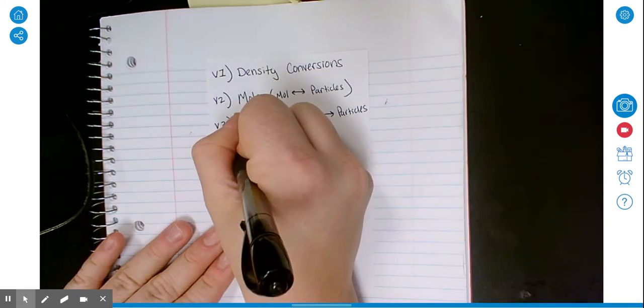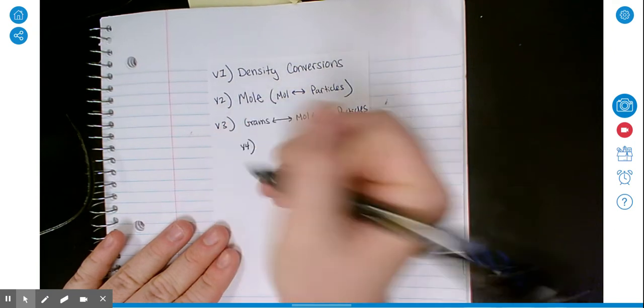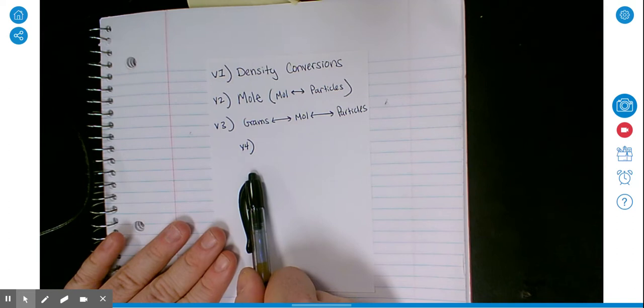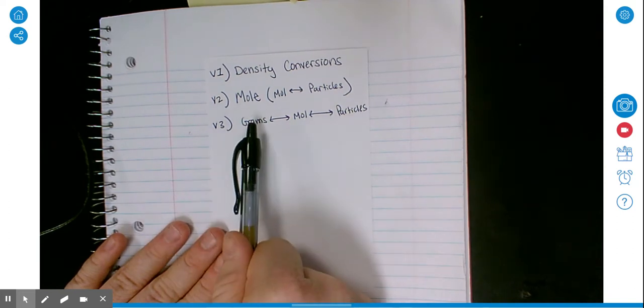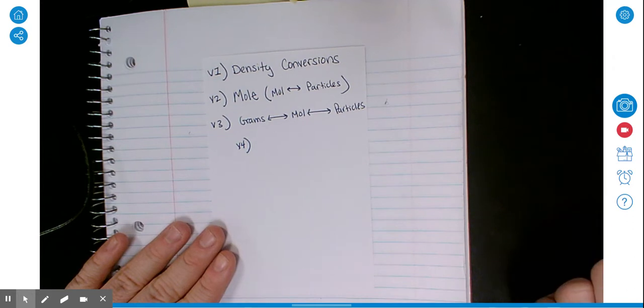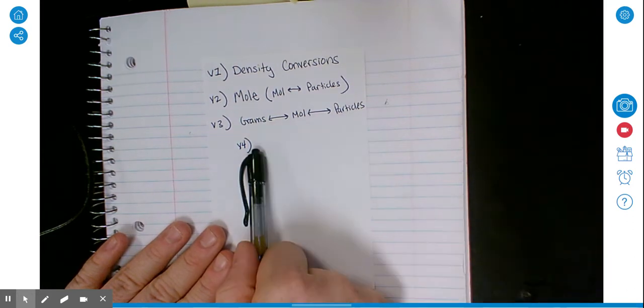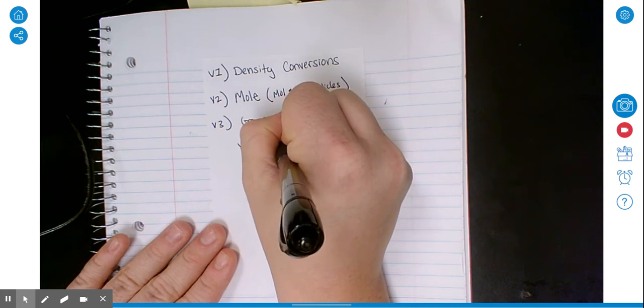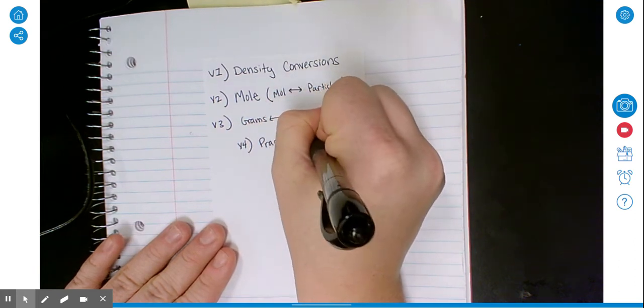Good news, video 4 and video 5 and potentially video 6 are all practice of this mole bridge: using it, getting good at it, getting comfortable with it. So video 4 is all going to be practice with these mole conversions.